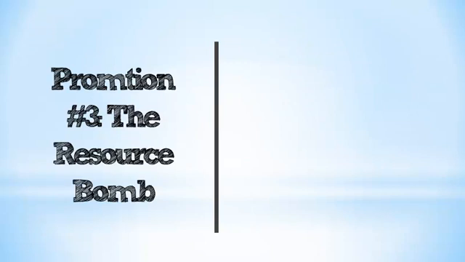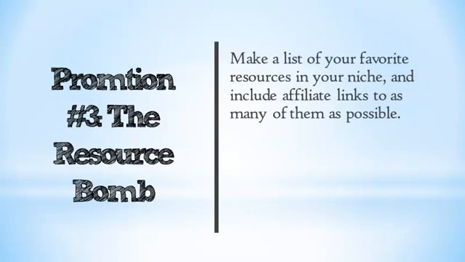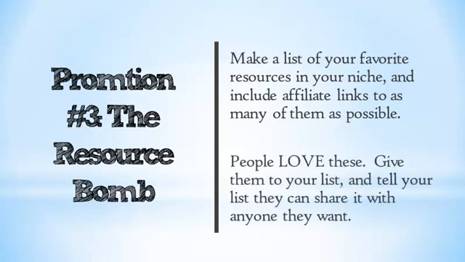All right? Promotion number 3 is one that I call the resource bomb. This is incredibly powerful, okay? All you need to do is make a list of your favorite resources in your niche and just include affiliate links to as many of them as possible. People love these. Give them to your list and then tell your list they can share it with anyone that they want. Okay, so if you're in the SEO niche, make a list of your favorite SEO resources. If they're paid resources, put your affiliate link right there in the list. And just make a really simple short report called the 39 best SEO resources that you'll love, or something like that. And just give it out to your list.